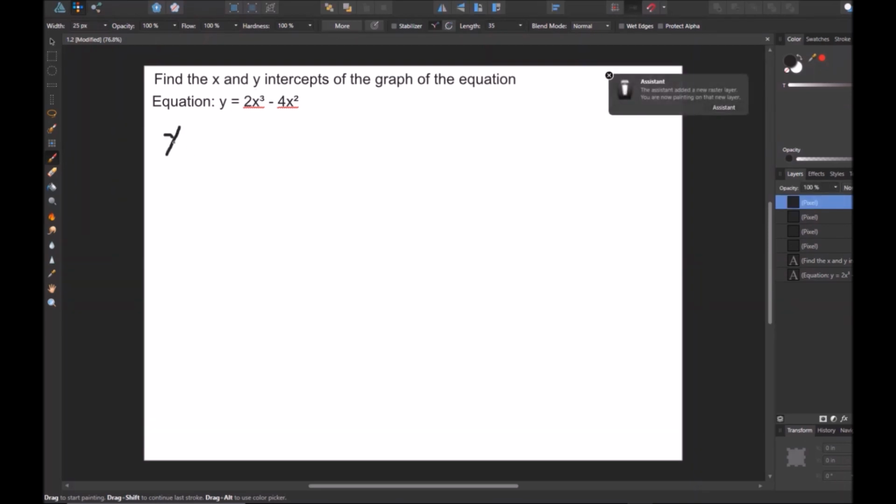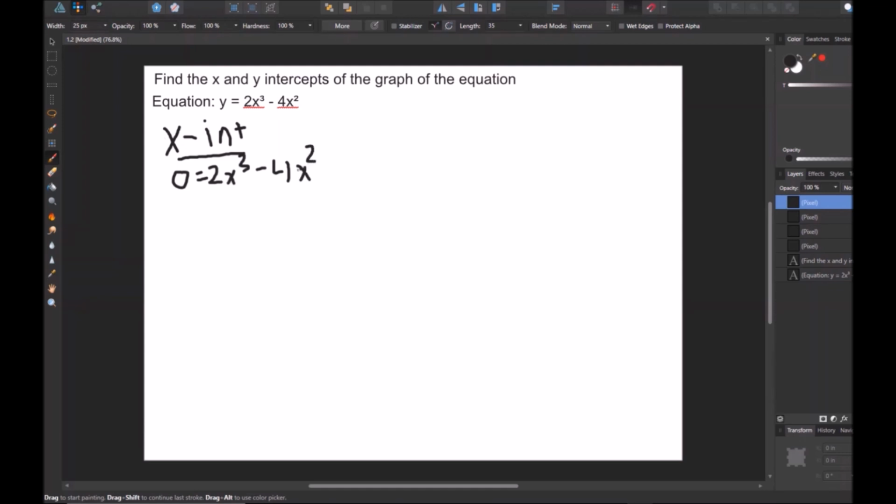So once again, for the x-intercept, we know that we're going to be plugging in 0 for y. So we have 0 equals 2x cubed minus 4x squared. Now here we're going to do a process called factoring, because in both of these terms, 2x cubed and negative 4x squared, the thing they have in common is they both contain a 2 and an x squared. So that's actually what we're going to pull out.